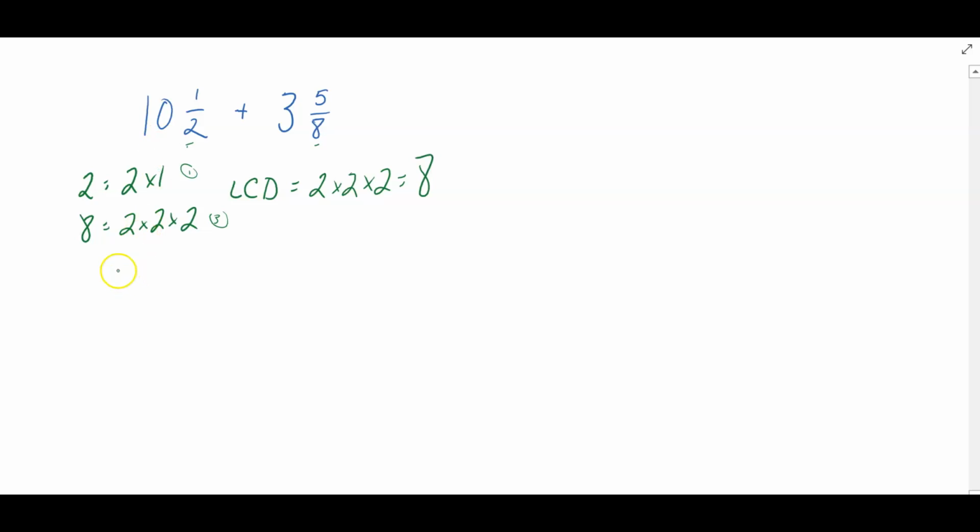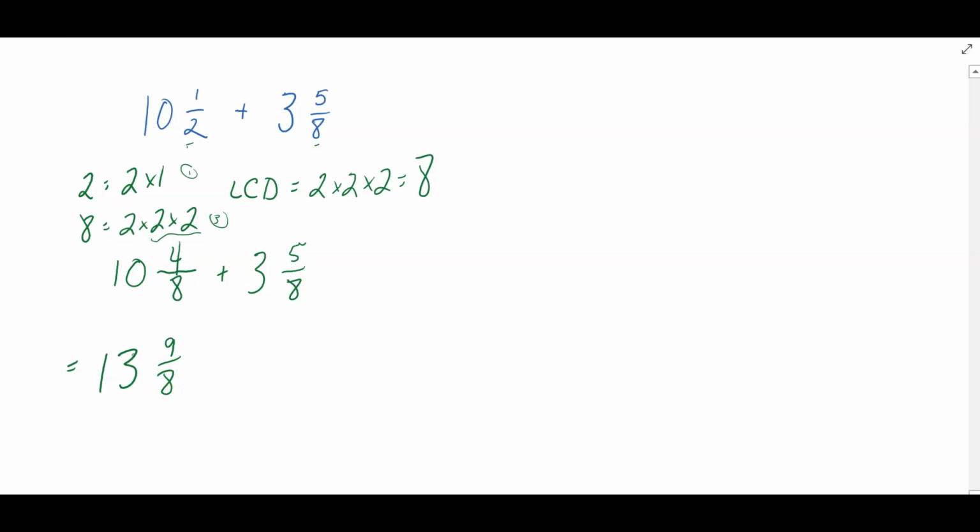So let's do that. 10, and I need to put this into eighths. How many eighths is equivalent to 1/2? So 2 should be multiplied by 2 times 2, which is 4. So I must multiply 1 by 4. And I want to add to that 3 5/8. That's already in eighths, so it can be left that way. So we will add the whole numbers, 10 plus 3, and then we will add the numerators of the eighths. So 4 plus 5 is 9/8.